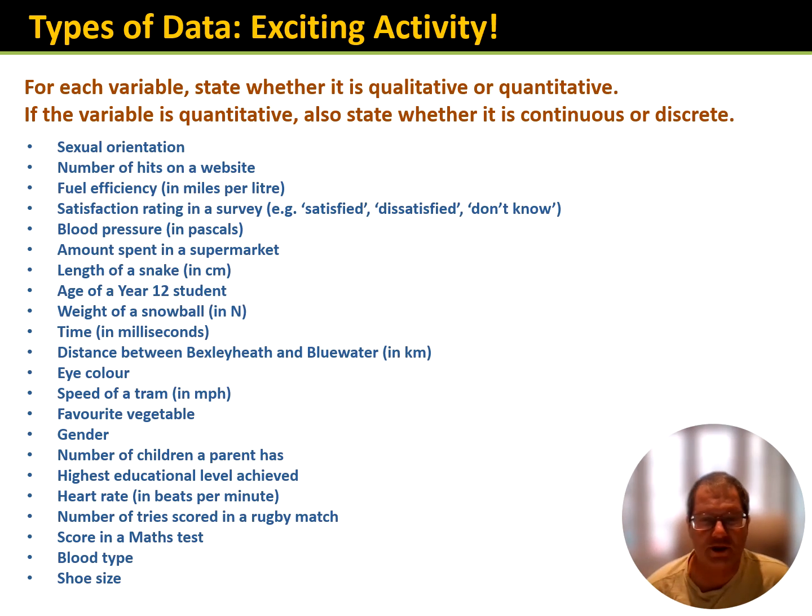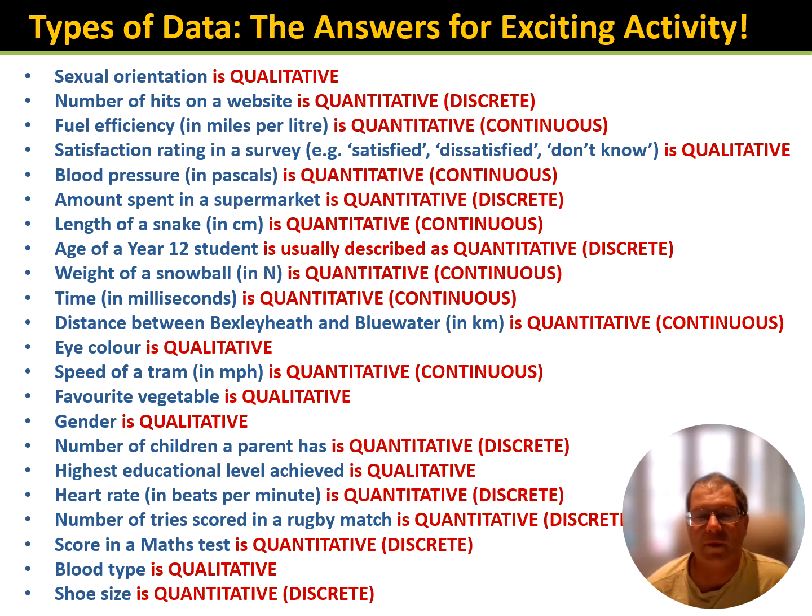So here's a very exciting activity for you. We have 22 variables, and for each one I would like you to state whether it's qualitative, i.e. a non-numerical value, or quantitative, a numerical value, and if it is quantitative, whether it is continuous or discrete. So please pause the video and the answers will be on the next slide. I'm not going to go through all the answers. Please pause the video and check the answers you've got.